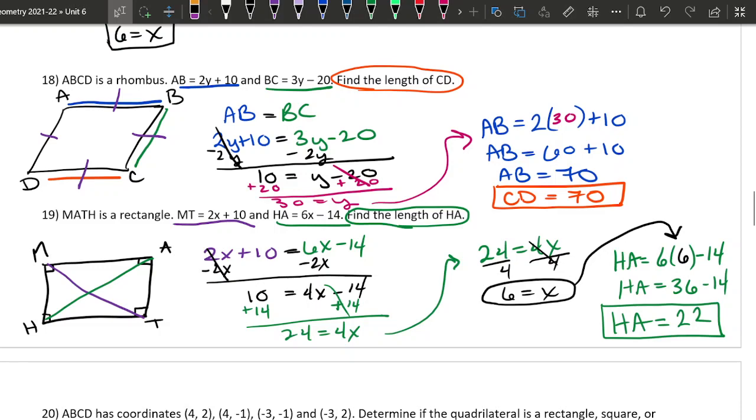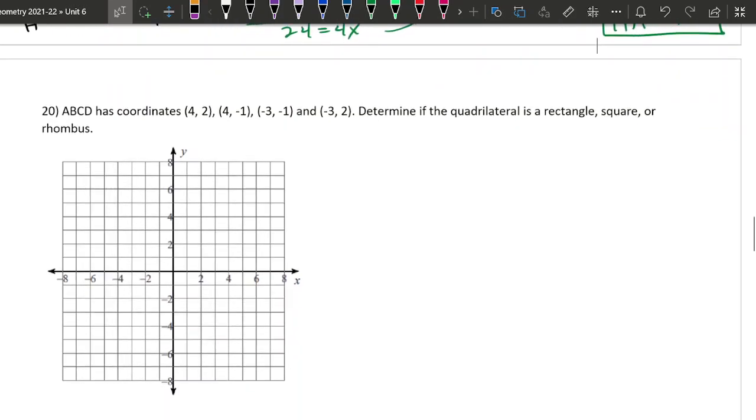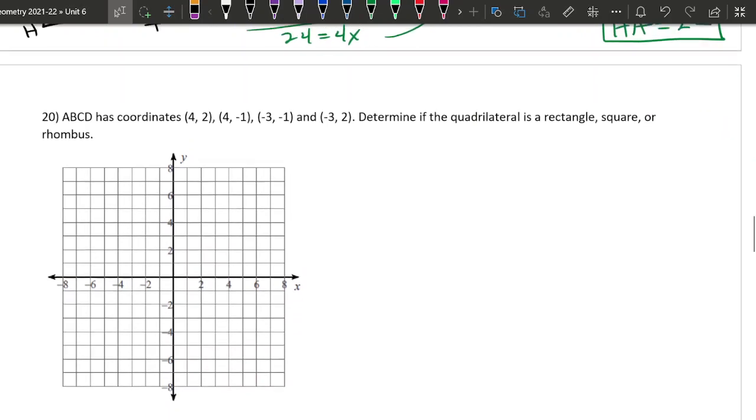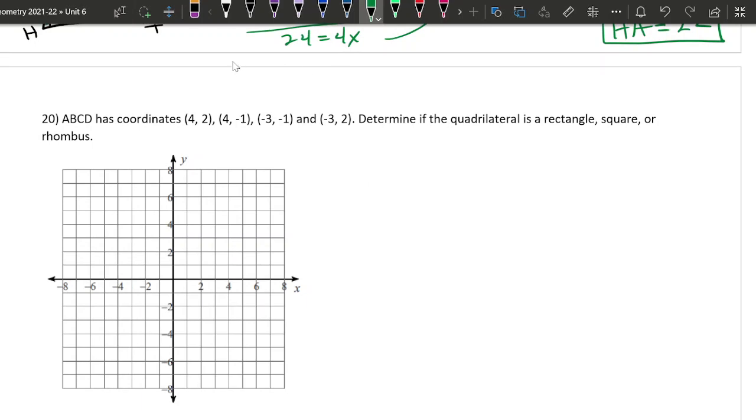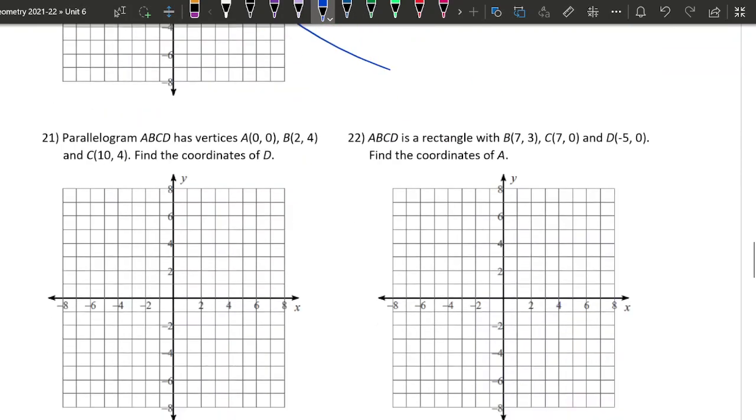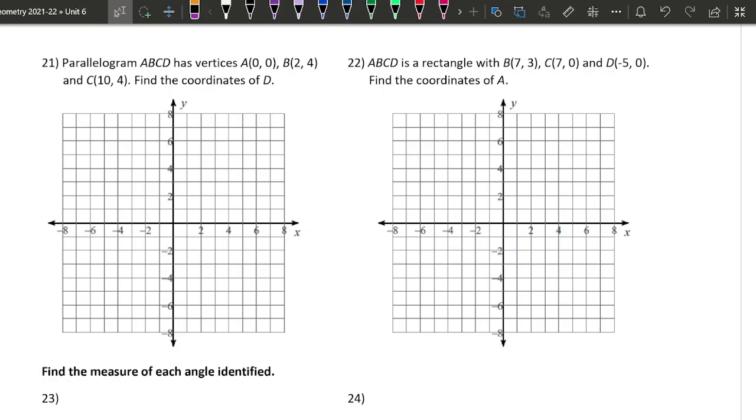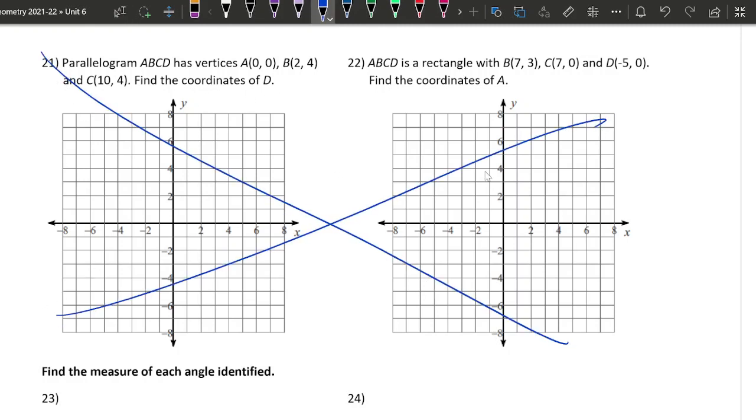All right, so I said you can skip 20, 21, and 22. You're not going to have anything like that on your test. Don't worry about this one. If you're curious, it is a rectangle. And 21 and 22, nothing with these grids. You don't have to do any coordinate geometry.